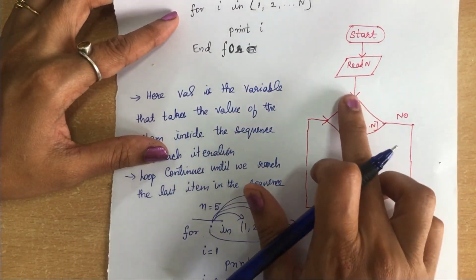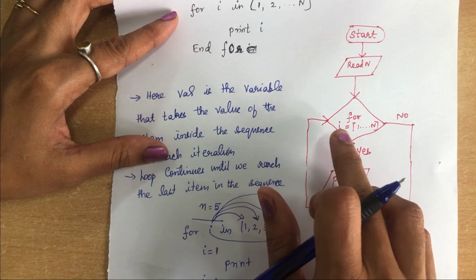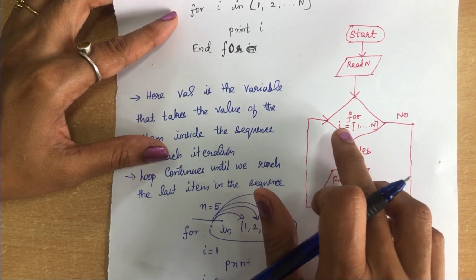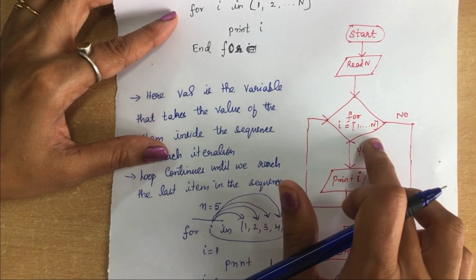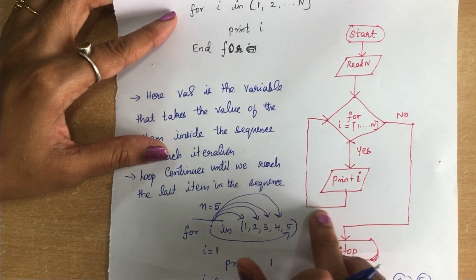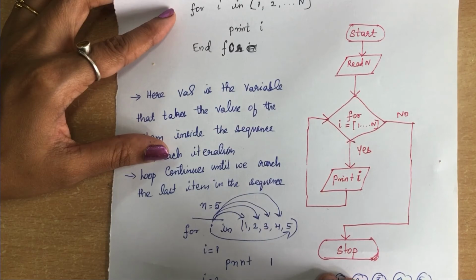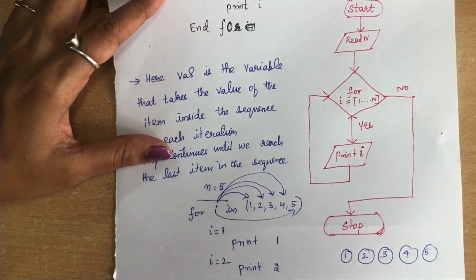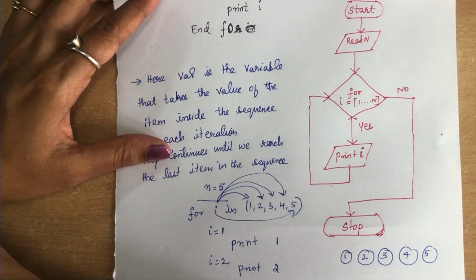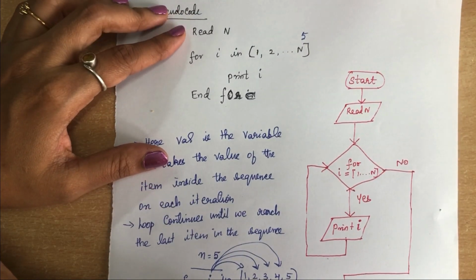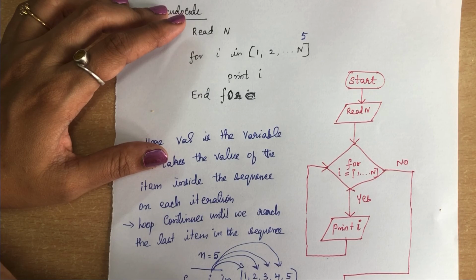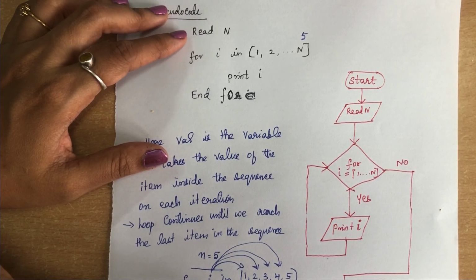You can use a rhombus for explaining the for loop, like the while loop. For I in the sequence, if yes, it will go and print this; otherwise, it will go to stop. Today in this video I have explained the logical structures: sequence, selection, and iteration. In iteration, I have explained two topics: one is the while loop, the other is the for loop.